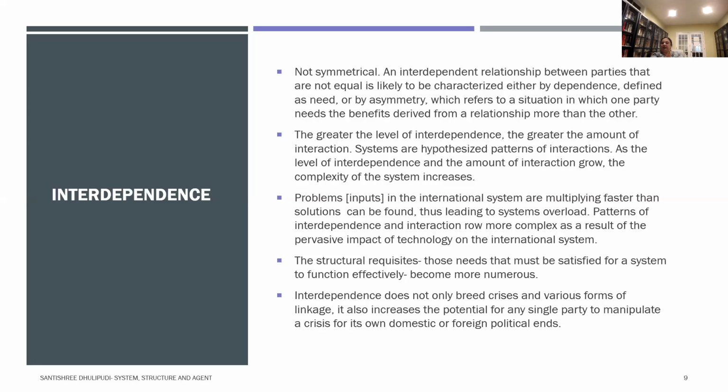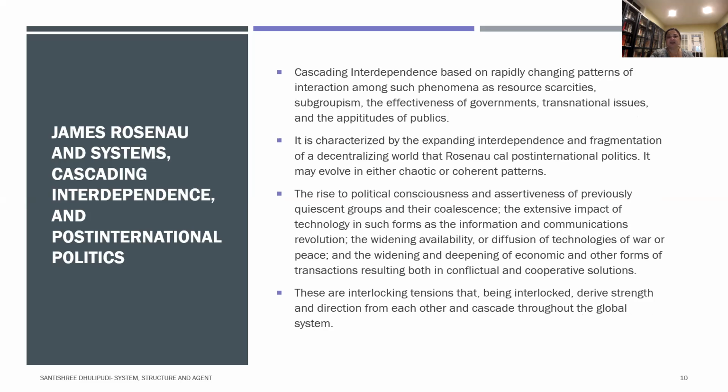Interdependence does not only breed crisis and various forms of linkage, it also increases the potential for any single party to manipulate a crisis for its own domestic or foreign policy ends. James Rosenau and systems: cascading interdependence and post-international politics. Cascading interdependence is based on rapidly changing patterns of interaction among such phenomena as resource scarcities, subgroupism, the effectiveness of governments, transnationalism, and the aptitudes of the public.